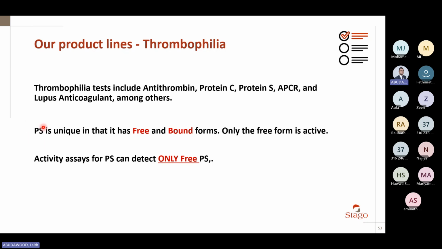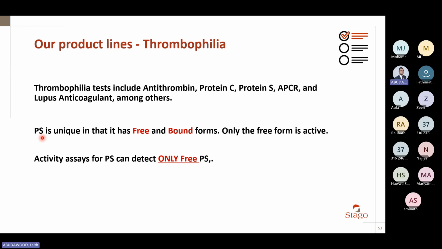One note that I want to mention to you, protein S is a bit unique because protein S in the circulation exists in two forms. There is something called free protein S, I'm sure you have heard of it, and there is something called bound protein S. Now, in the circulation, there's a protein called C4b binding protein. This protein normally binds some of the protein S and inhibits its function, or stops it from doing its function.